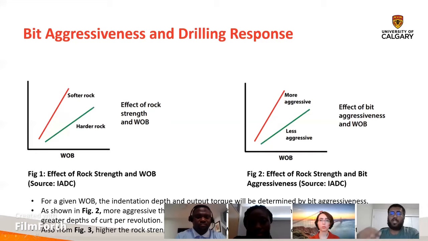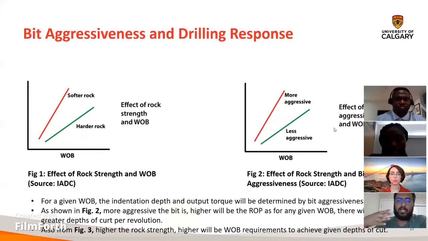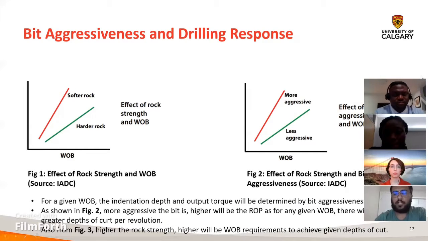Next slide, please. So how can this relate to deciding the bit aggressiveness for our bit-rock interactions? As you can see, these two graphs are taken from the IADC website and pamphlet. What they show is that bit aggressiveness determines the indentation depth and output torque for any given weight on bit, as seen here from figure 2.